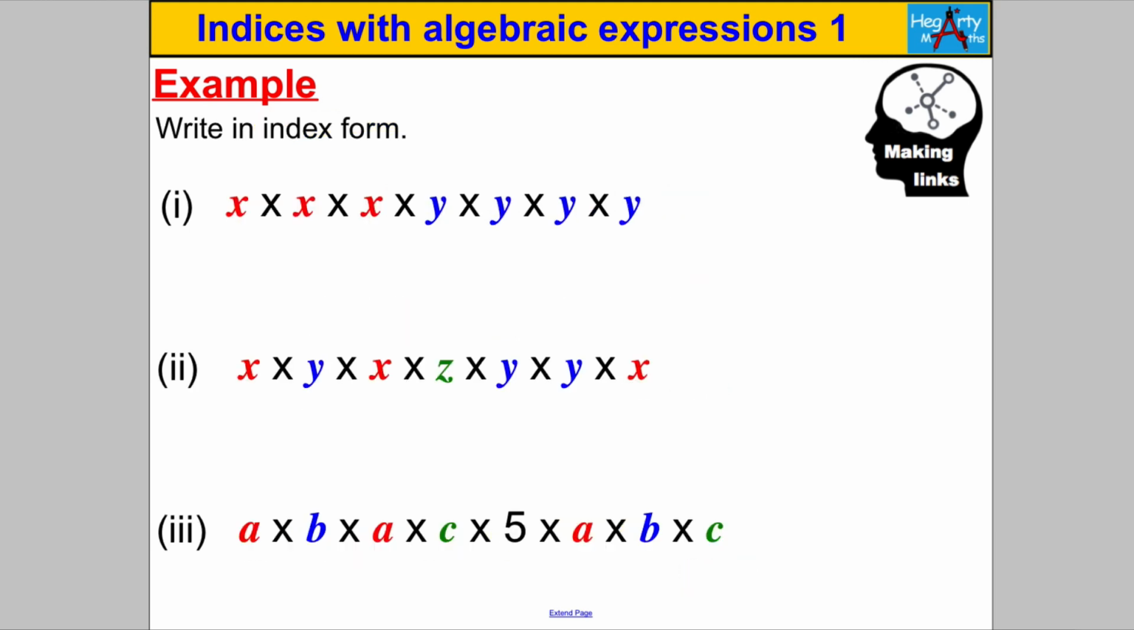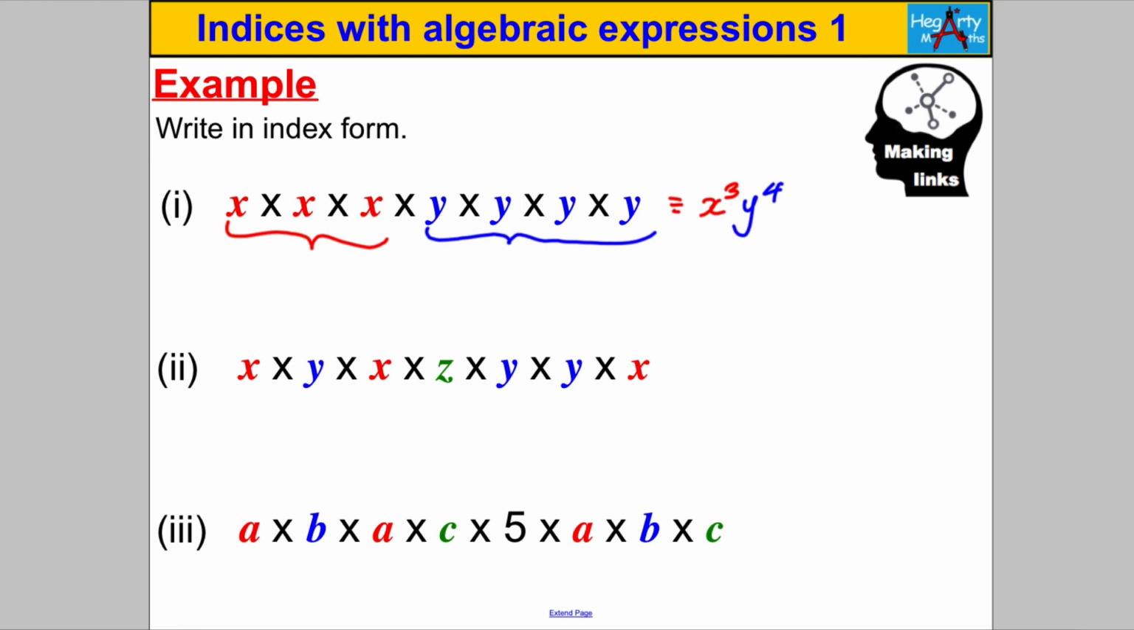Right, next example. Write the following in index form. Pause the video, have a go yourself. Well, x multiplied by x multiplied by x is going to equal x cubed, and y multiplied by y multiplied by y multiplied by another y is going to be y to the power of 4. And we don't write a times sign, and we're done. What about the next one?